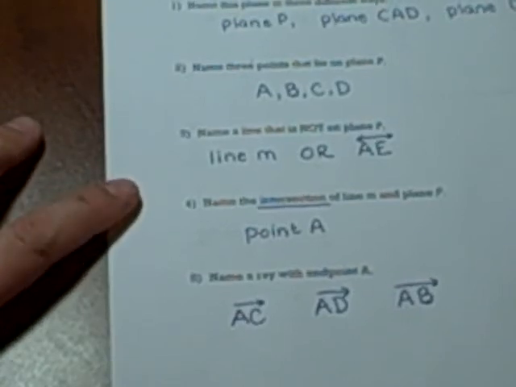Okay? Just make sure that because this is asking for A to be the end point, that A is the first letter that you use. And that's how you show with a ray that that is the end point.